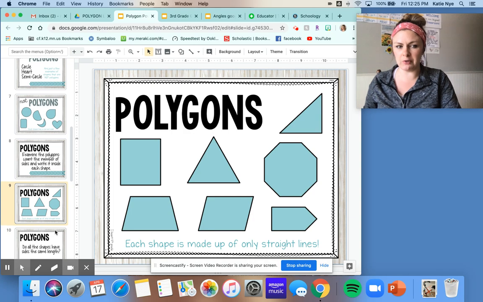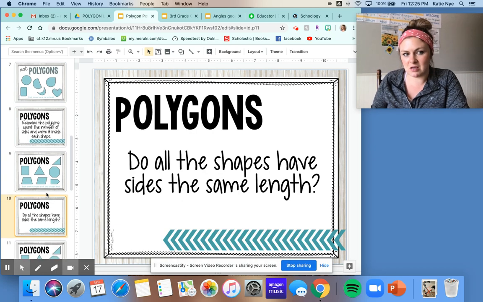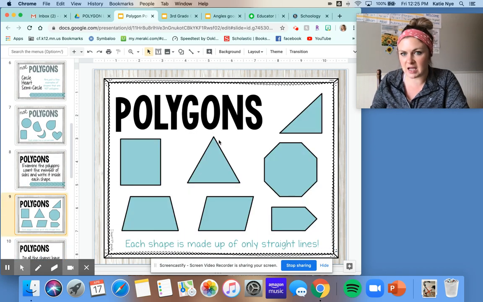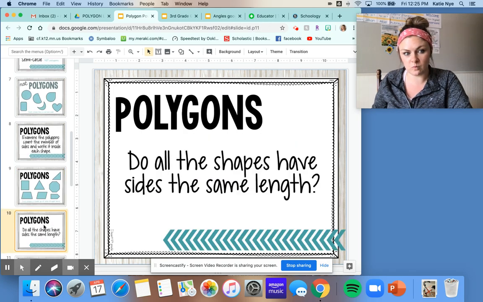What did you notice about those shapes? Do all of the shapes have the same number of sides on them? Sorry, I clicked ahead. Do all of these shapes have the same number of sides? No, they do not. But they all have at least 3 sides. That's the main point there.